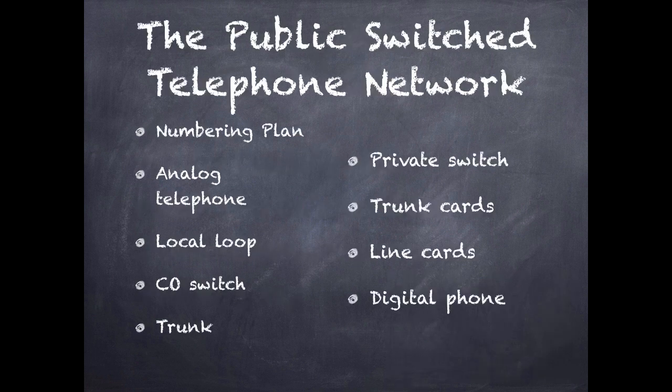Let's look at the public switch telephone network. First, let's talk about a numbering plan. Any phone network needs a numbering plan. And the public switch telephone network, or PSTN, has a numbering plan. It's built off of E164, which is an international ITU numbering plan for the whole world. So you should take a moment and Wikipedia E.164, and that is the international numbering plan that all phone networks anywhere in the world can subscribe to.